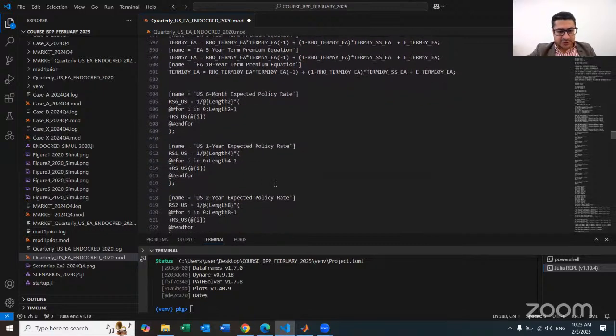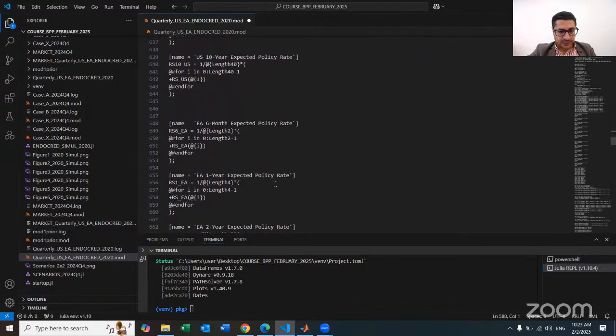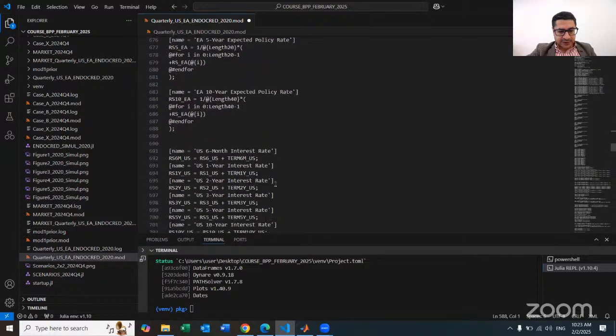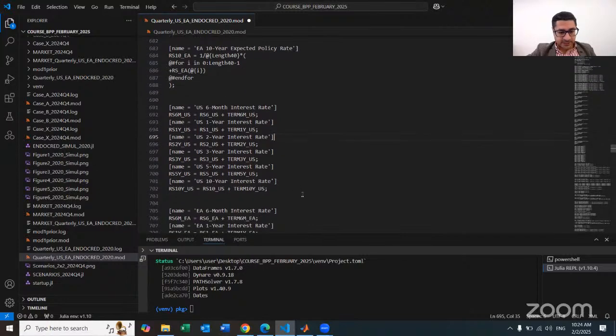We talked about this, so I will skip. Then we construct the long run interest rate as a sum of the expected path of the short run interest rates plus the term premium. So which is called the expectation hypothesis of the interest rate, or expectation theory.